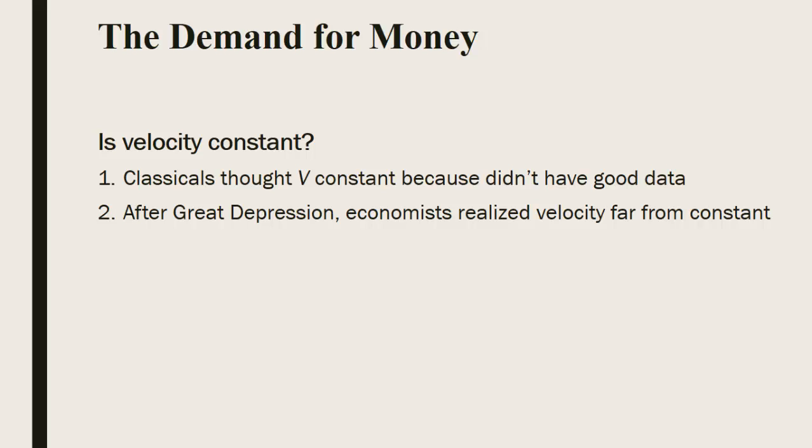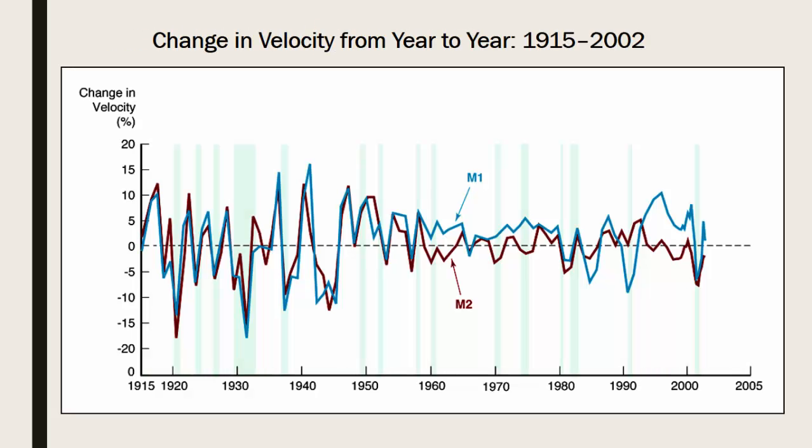And to see that, we're going to wait just a second for a couple of slides. But we need to ask this question. The classicals thought velocity was constant because they didn't have good data. After the Great Depression, economists realized that velocity wasn't really constant. And so here we have a plot of velocity. These are not my two favorite measures of money, but they do get at the idea.